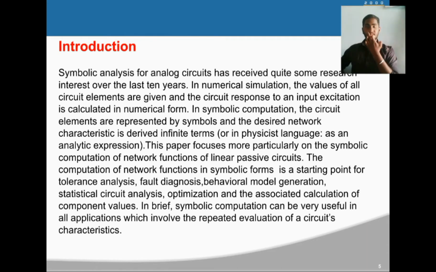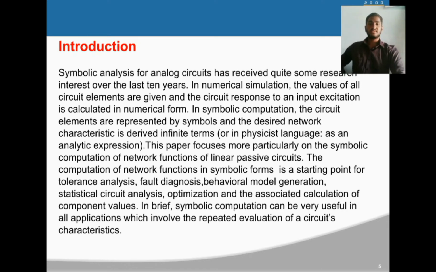Introduction. Symbolic analysis for analog circuits has received quite some research interest over the last 10 years. In numerical simulation, the values of all circuit elements are given and the circuit response to an input excitation is calculated in numerical form. In symbolic computation, the circuit elements are represented by symbols and the desired network characteristic is derived in infinite terms, or in physics language, as an analytic expression.